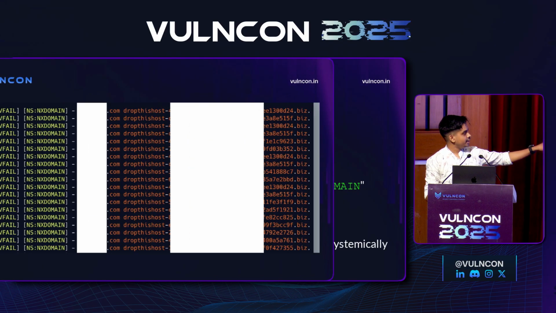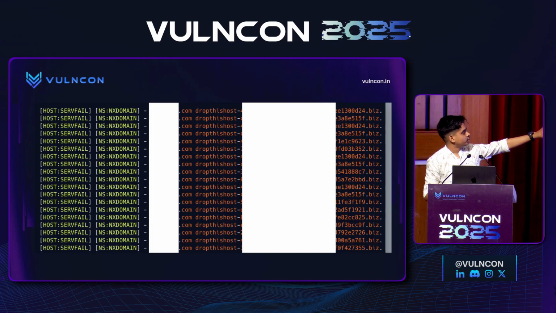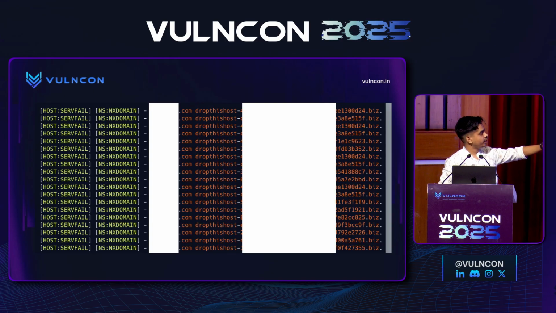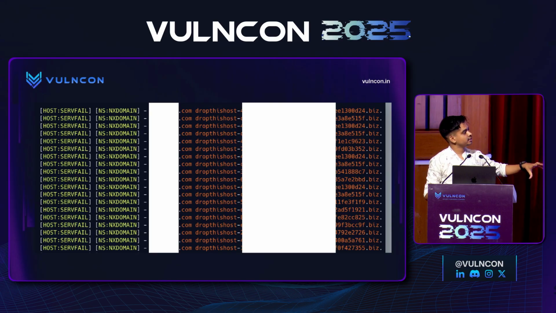So this case is very similar to this one. I was looking for these kinds of domain names, where the domain name itself will return SERVFAIL, but their name servers will be giving me NXDOMAIN. Now, NXDOMAIN is not really a definite indicator that the domain will be available for purchase, but it gives us a starting point. From there, we can see what kind of pattern emerges.